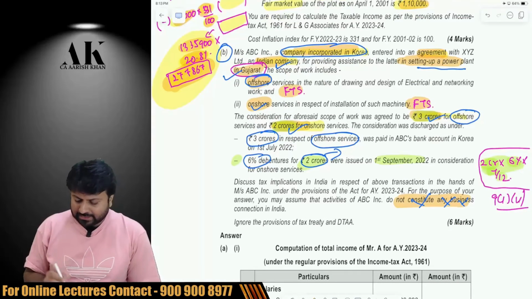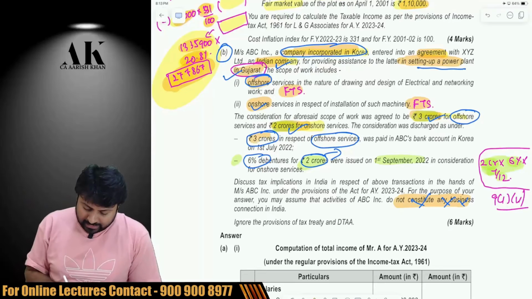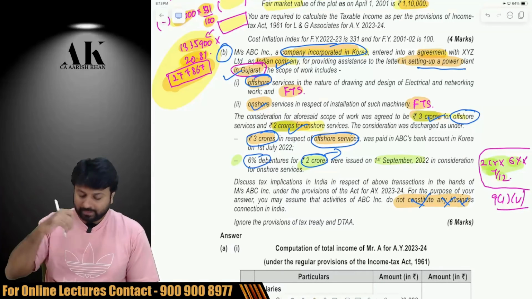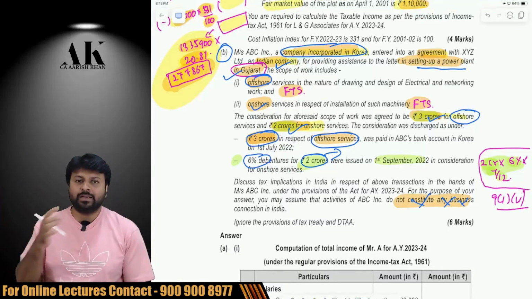This 3 crore will also be taxable. Now, how is the consideration discharged? This 3 crore is discharged to the other person through a bank account. Therefore, this 3 crore will be taxable as per 9(1)(vii). It is deemed to accrue or arise in India.